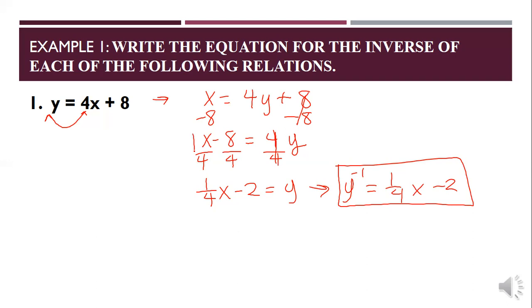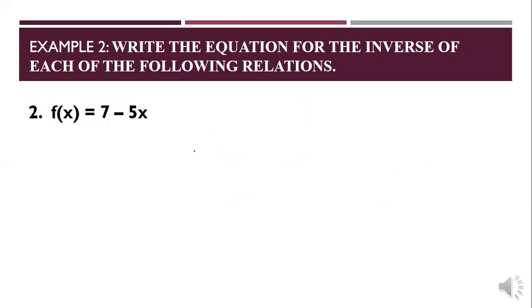Questions about number 1? Okay. Number 2. So number 2, the only difference here is instead of starting off as y equals, we start as f of x. That's an easy fix. Y equals. So now we're y equals. I'm going to switch the place of my x and my y. And that's going to lead me to x equals 7 minus 5y.